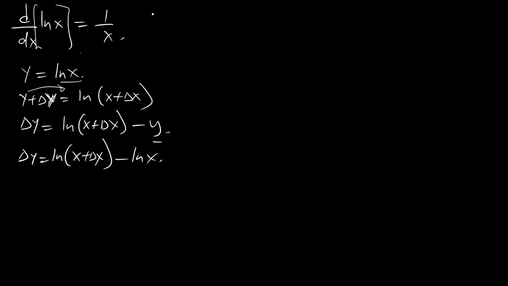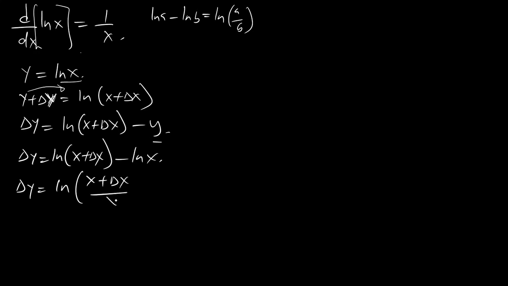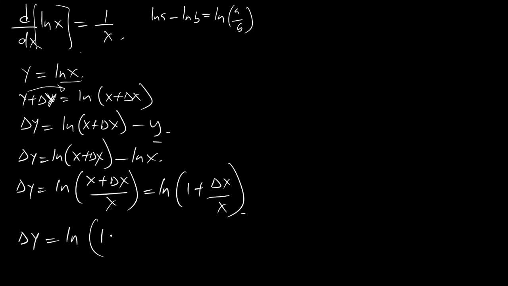Now applying the law of logarithms, where ln a minus ln b is equal to ln of a all over b, we have delta y equal to ln of x plus delta x all over x. And this can be written as ln of, if you divide through by x, 1 plus delta x all over x. So we have gotten delta y equal to ln of 1 plus delta x all over x.